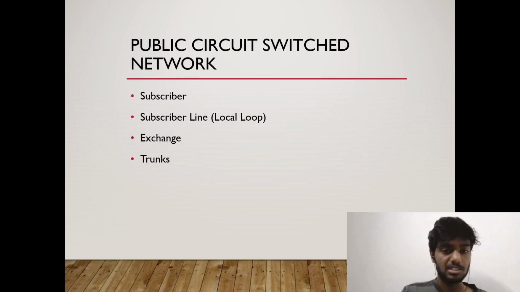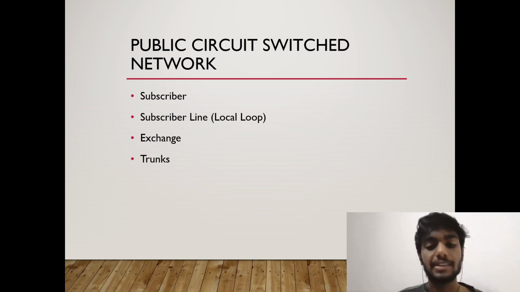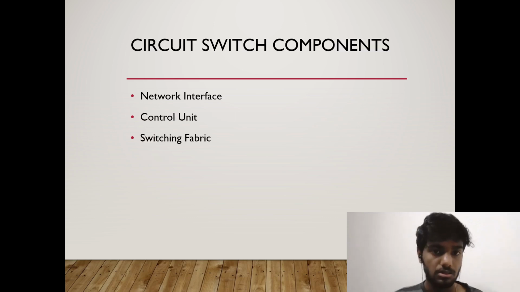Now we are coming to the subscriber line. The subscriber line is the physical connection between the subscriber and the exchange. And we also have the trunk. Trunk is a high capacity link between exchanges. Next, we are going for circuit switch components. For establishing a circuit, the basic components are network interface, control unit, and switching fabric.